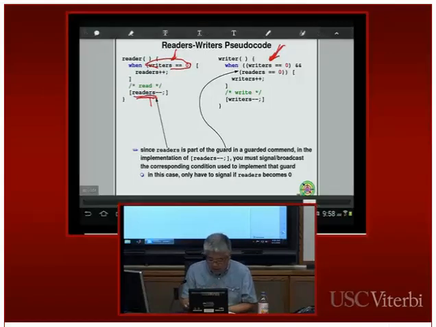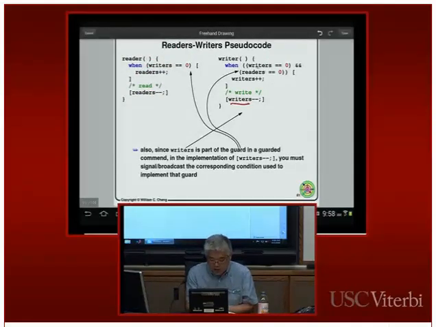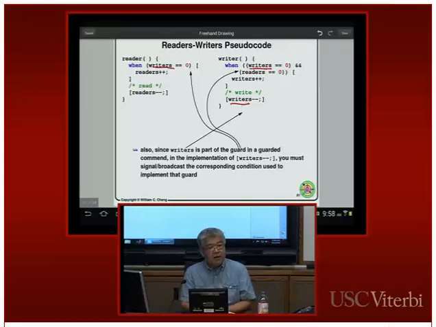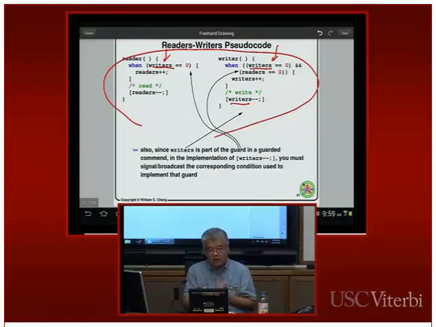What about the writers over here? When you modify the writers, you notice that writers appears here and here. So after you modify the writers, you might have to signal condition variables for both conditions, one for this guard and one for that guard. Writing this in guarded commands, you can see that this works, but when you convert this code into Pthreads, you have more work to do because you have to decide which condition variables you have to signal.